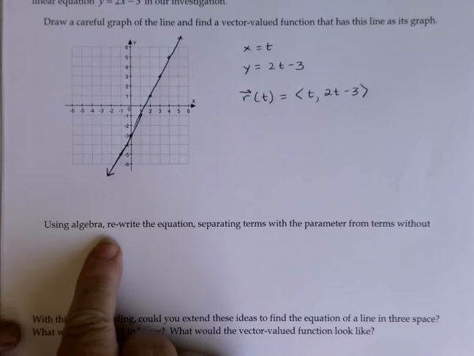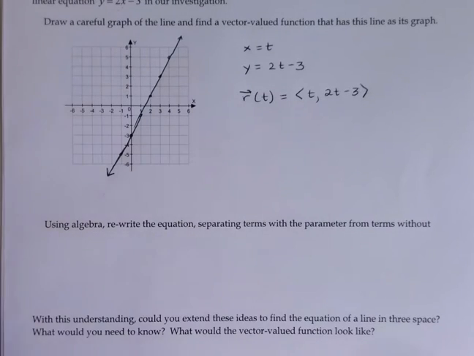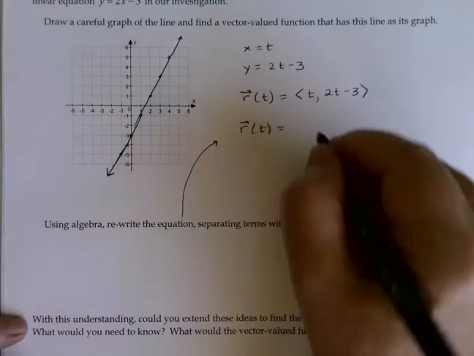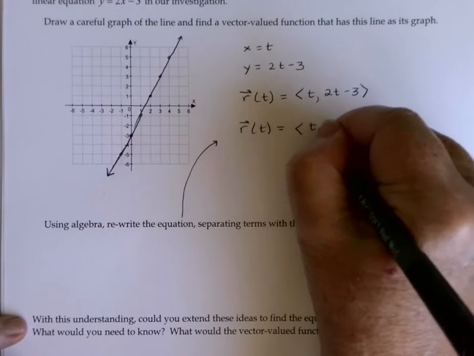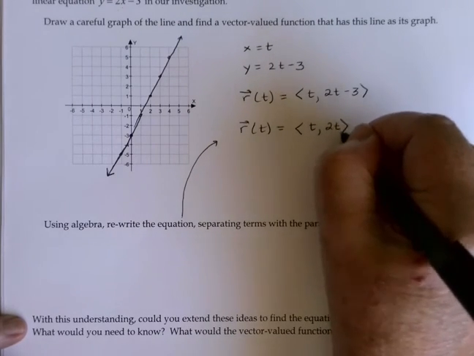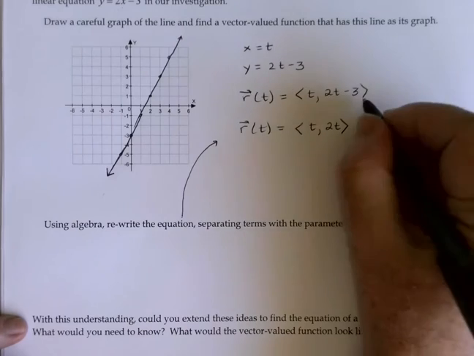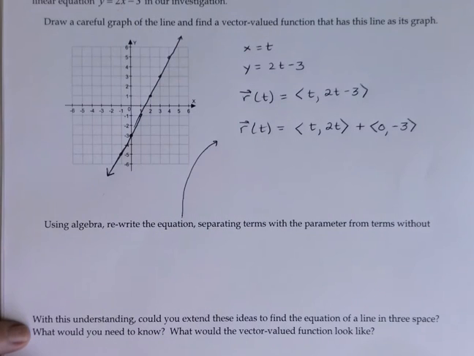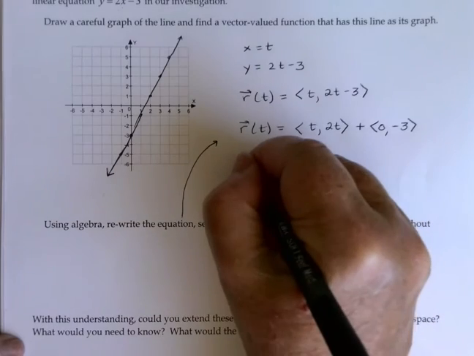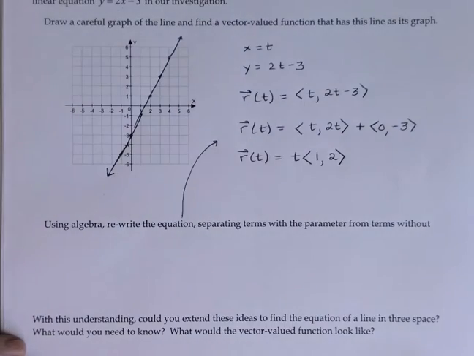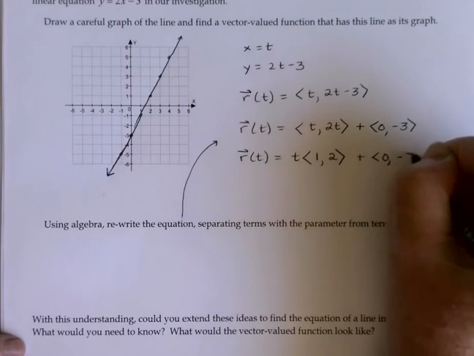All right, next the directions say using algebra, rewrite the equation, separating the terms with the parameter from the terms without it. I'm actually just going to continue right up here. So the terms with the parameter would be t in the x and 2t in the y, plus the terms without the parameter would be 0 for the x and negative 3 for the y. I'm going to go ahead and factor out the t from this first one, which is going to give me t times the vector 1, 2, plus 0, negative 3.